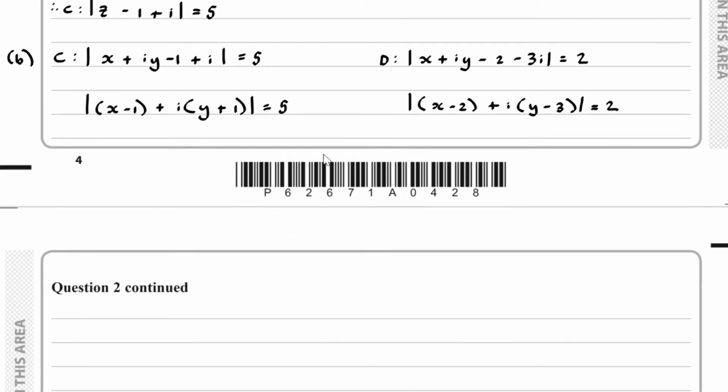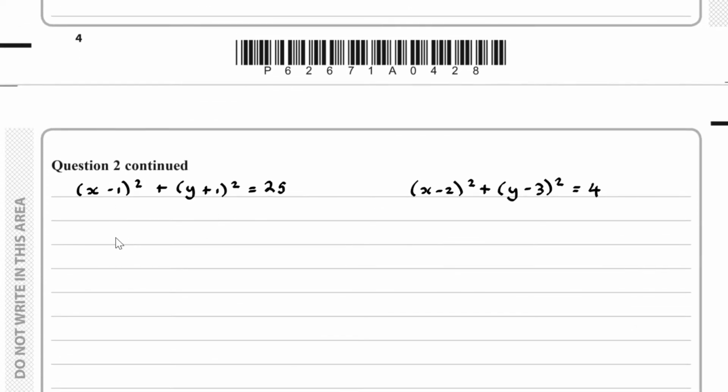So now if we square both sides, you can see here for C we have x minus 1 all squared plus y plus 1 all squared equals 5 squared, which is 25. And over here we end up with x minus 2 all squared plus y minus 3 all squared equals 2 squared, which is 4.